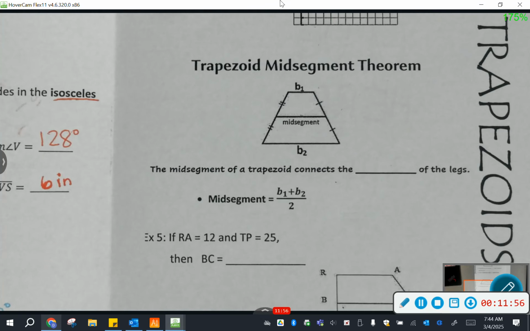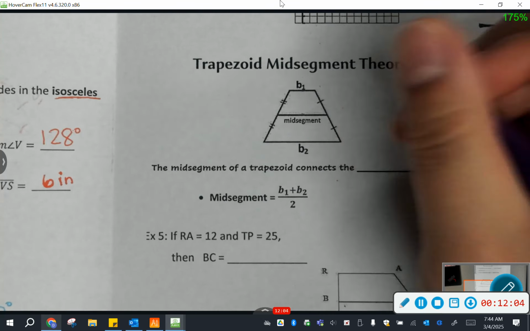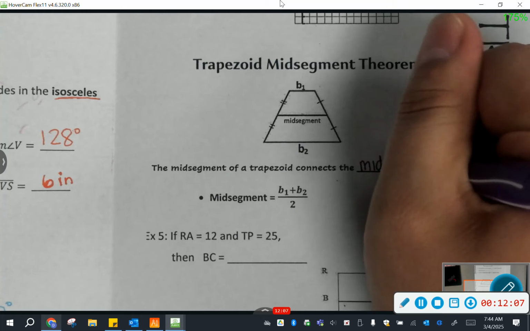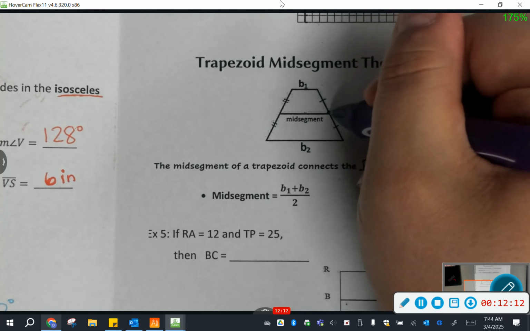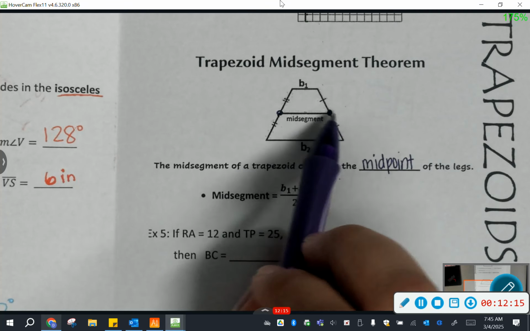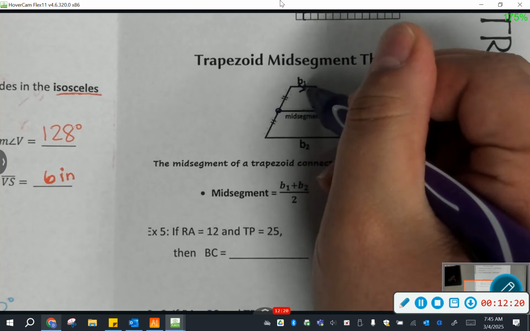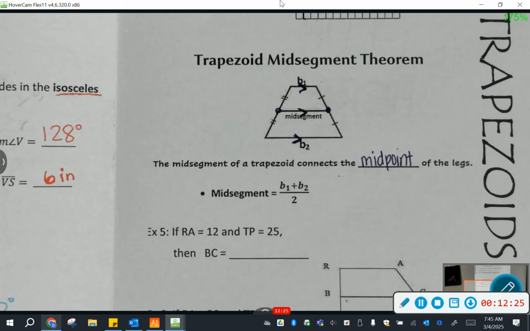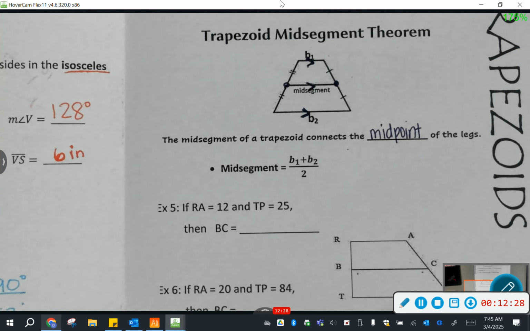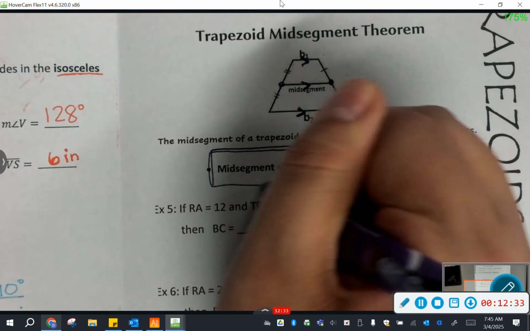All right, last thing we're going to talk about is a mid-segment. The mid-segment of a trapezoid connects the midpoint of the legs. Please write that down. This is halfway of the trapezoid, and this is halfway, and they connect. The mid-segment is parallel to your bases. So all of them are parallel. And we use this formula. Add your bases together and divide by 2.